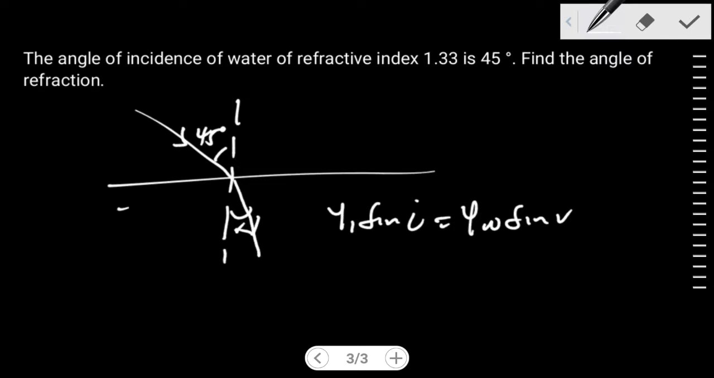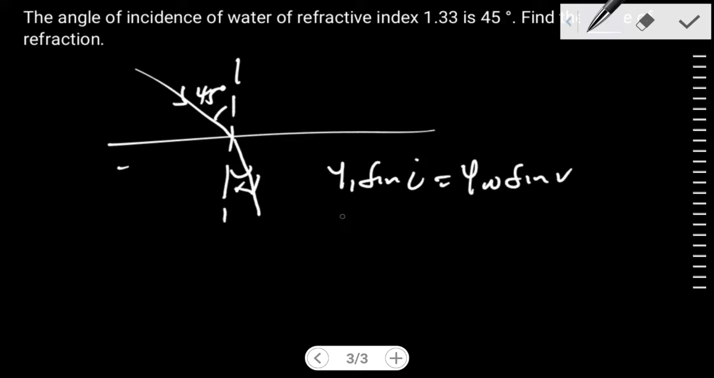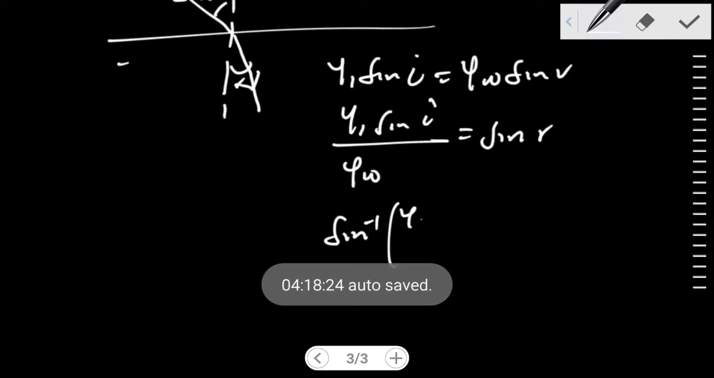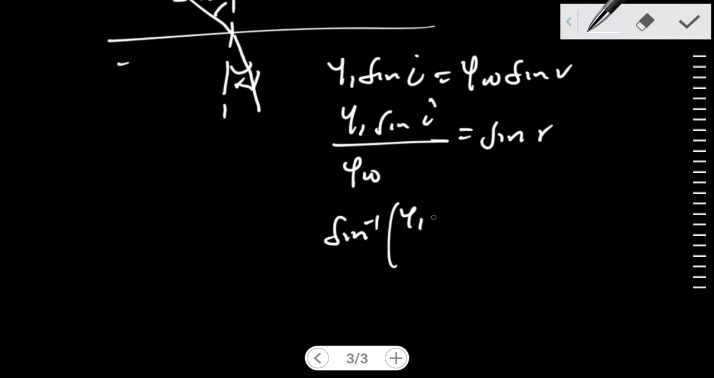Therefore we are going to have mu1 sine of I divided by water, which would be equal to sine of r. Then r would be sine inverse of the refractive index of air or vacuum, sine of I, all over the refractive index of water, will give us r.